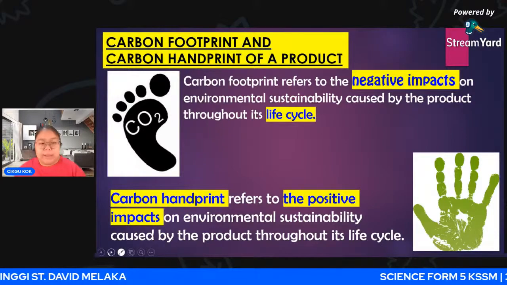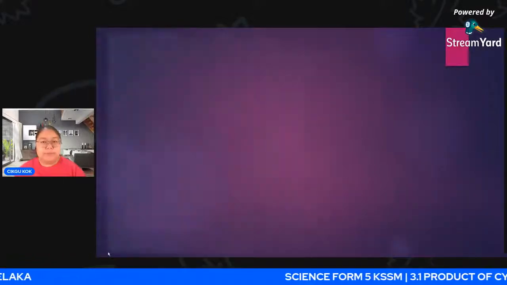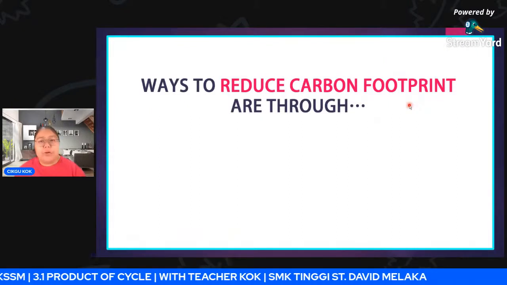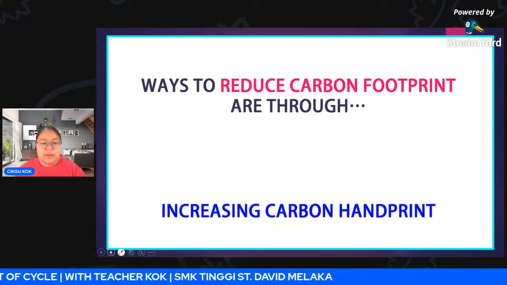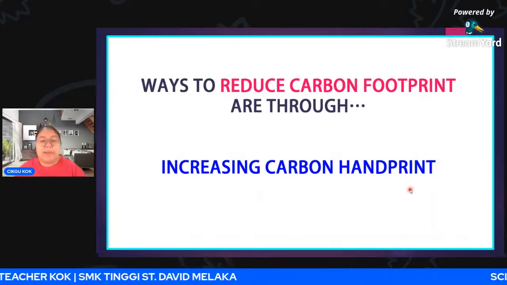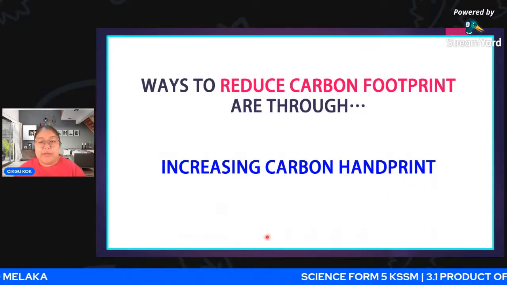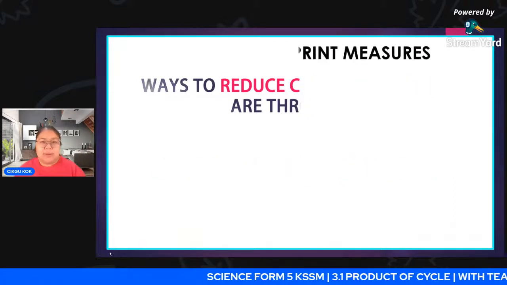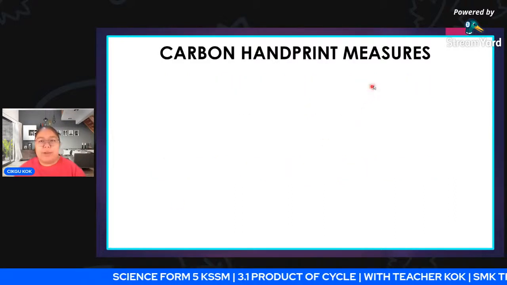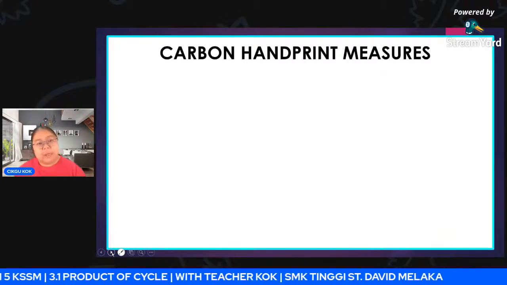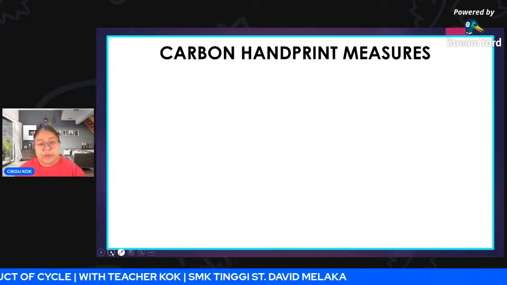Let's see the example. From here, the question they will ask you is the way to reduce a carbon footprint. How do we solve it? We do so by increasing the carbon handprint, that is, increasing the positive impact. That means we can cover our negative impact. Now, the carbon handprint measures. We see how many points we need to touch about the carbon handprint, and finally, we can solve the problem.